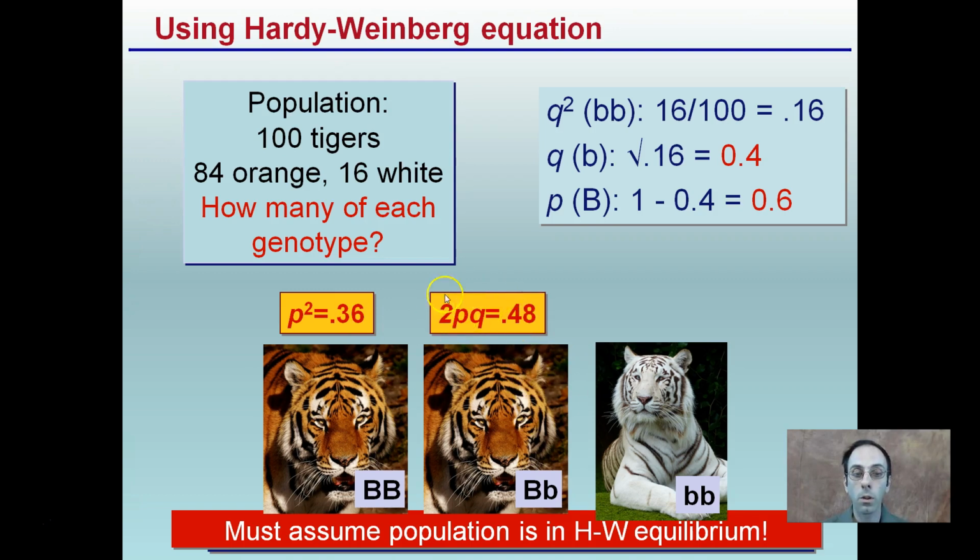For our heterozygous, 2PQ. So here's our 2PQ. So 2 times 0.4 times 0.6 will give us the 0.48. And the last one here, our Q squared. We take our Q in this case, which is our 0.4, and we square it to get 0.16. All these added together should equal 1.